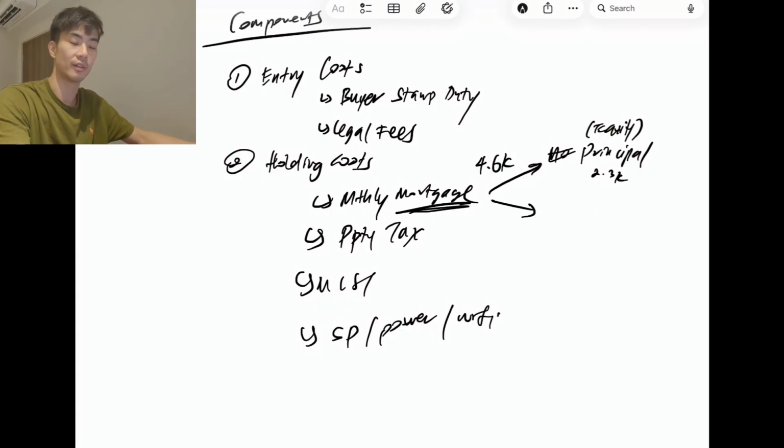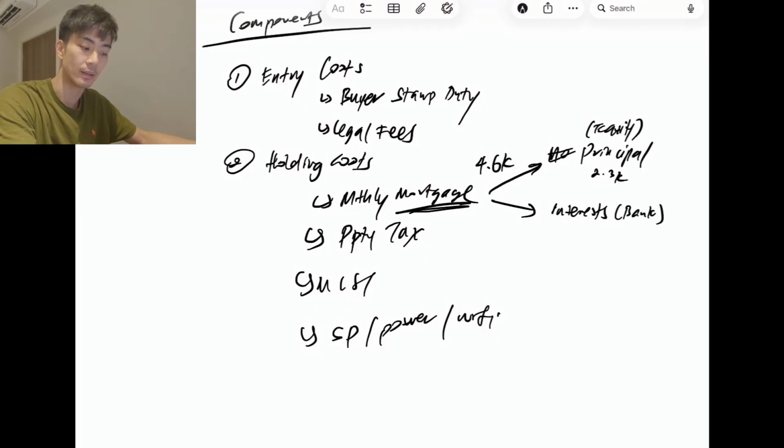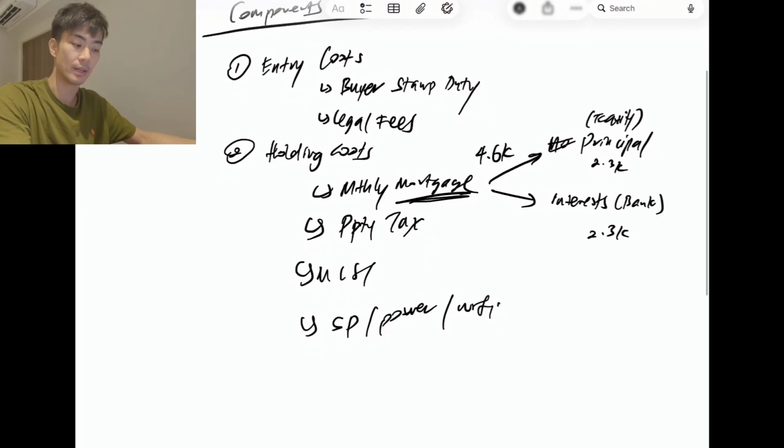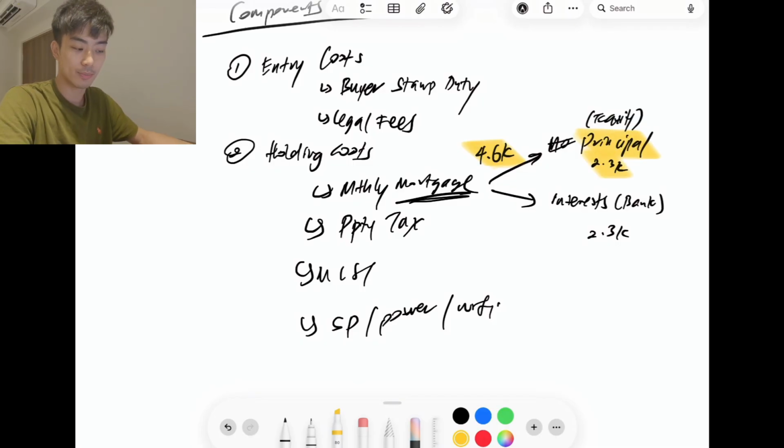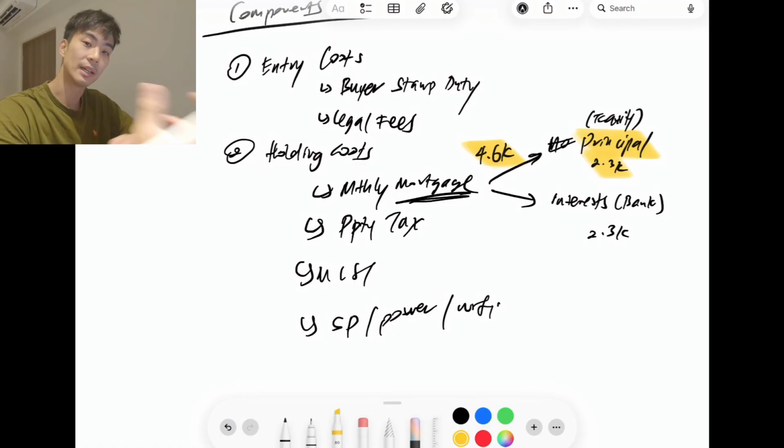The other half of your monthly mortgage goes to your interest, which is paid to the bank. This is also 2.3k. So every month when you make your payment of 4.6k to the bank, 2.3k goes to principal, which you're depositing into your property, and this amount you can take back when you exit. 2.3k times 12 is 27,600 per year. Held for 4 years, that is 110k, $400. This amount can be taken back when you exit.